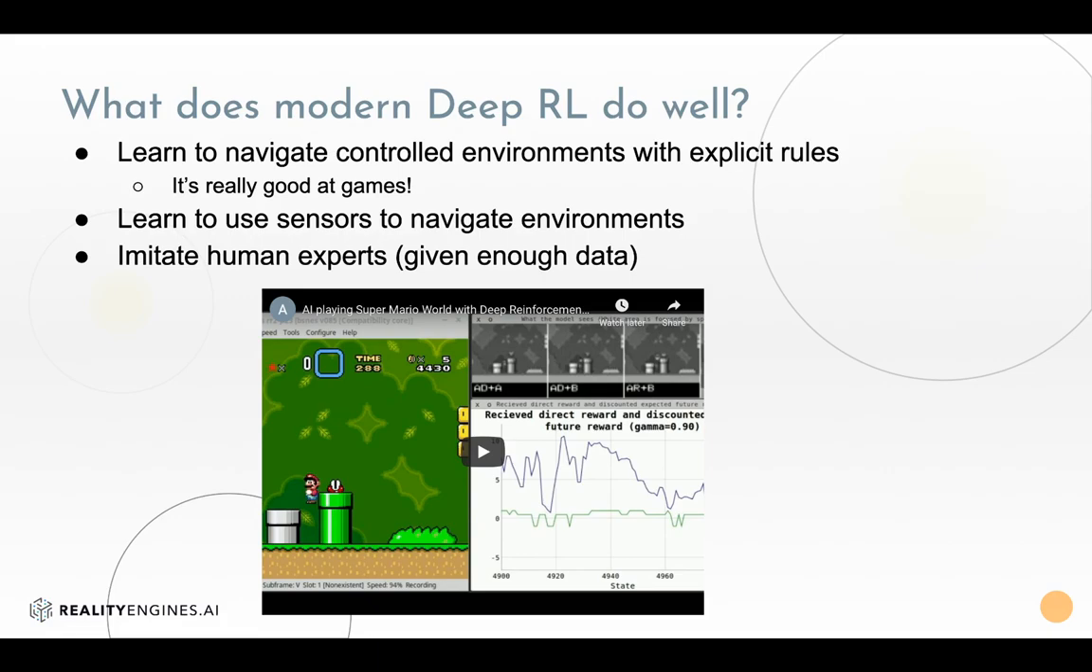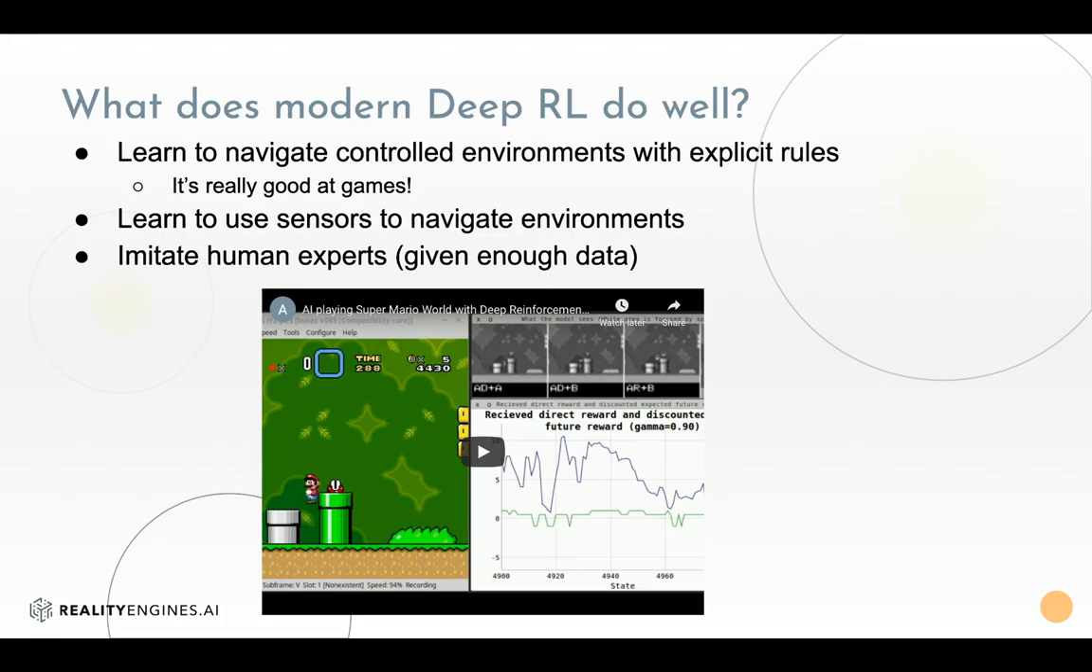Deep RL also works well where we want to learn to use sensors to navigate different environments. Some recent applications have been teaching drones to navigate forested areas using deep RL, through processing mounted camera imagery.